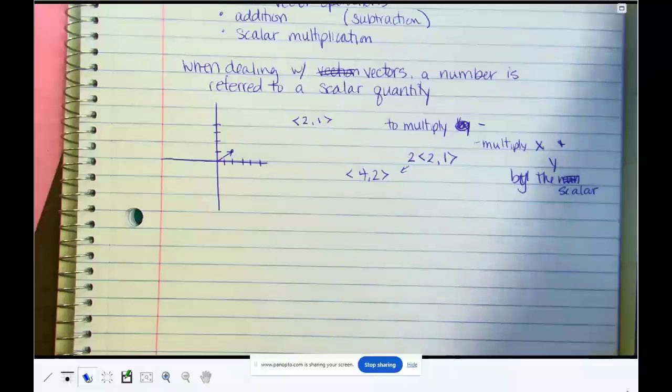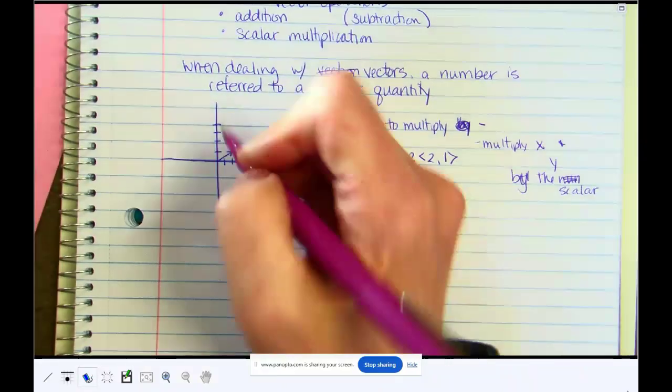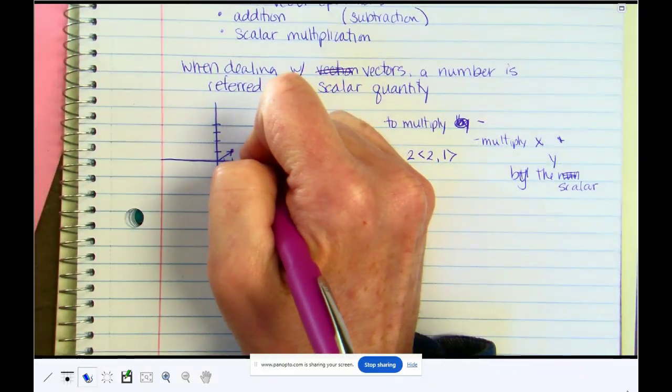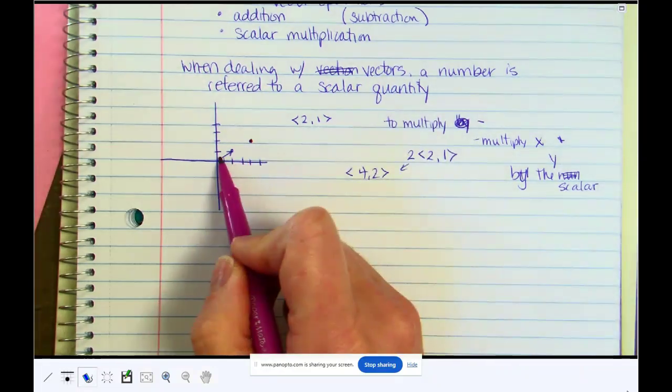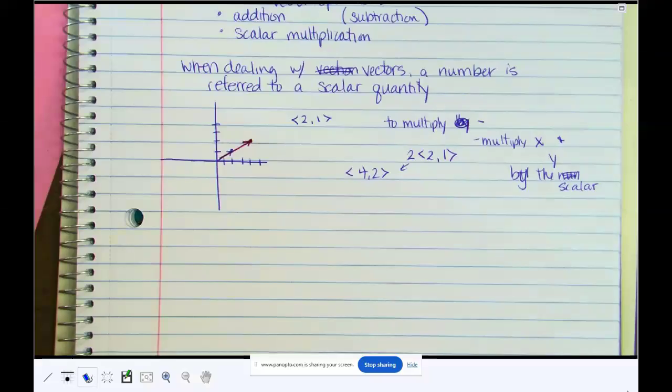So watch what happens. Okay, so what happens if I multiply him? Here's his scalar multiple. So all it does is double the length. So the reason it's called a scalar is because it scales it up, keeps its same slope, keeps its same direction. It just changes its size. Okay, so that's all.